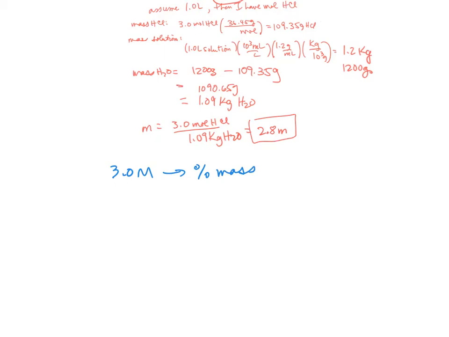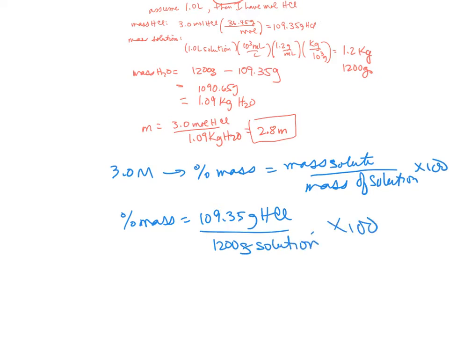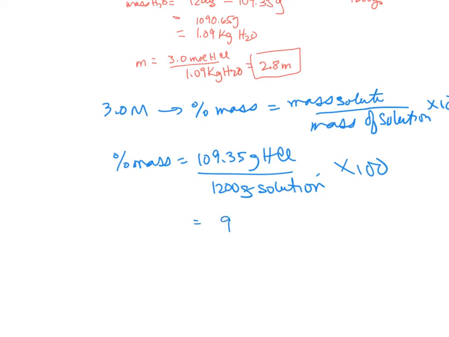We've got all the information. This is going to be equal to the mass of the solute divided by mass of the solution times 100. So mass percent by mass equals 109.35 grams of HCl. And you divide that by 1,200 grams of the solution. So this is equal to 9.1%.